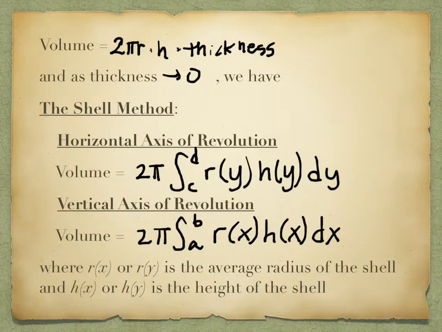So I used r of x and r of y, h of x and h of y. R of x and r of y is the radius, or really the average radius, and then as the thickness goes to 0, it just becomes the radius, right? So as these become infinitely thin. And then the height is a constant. It's going to be h of y or h of x, the height of the shell.